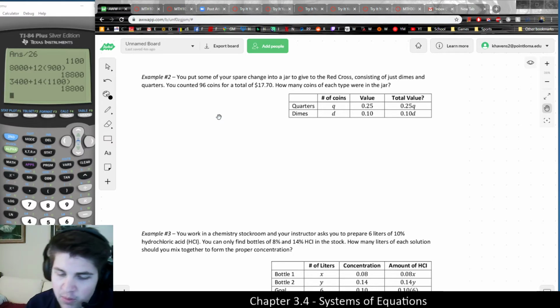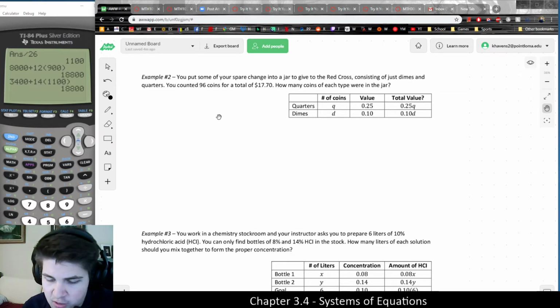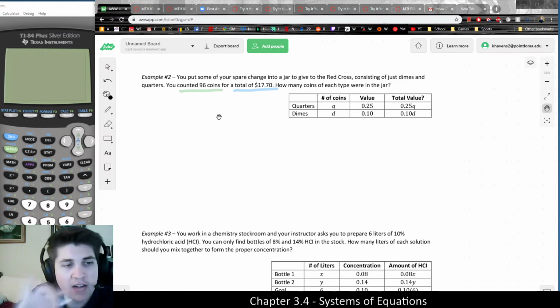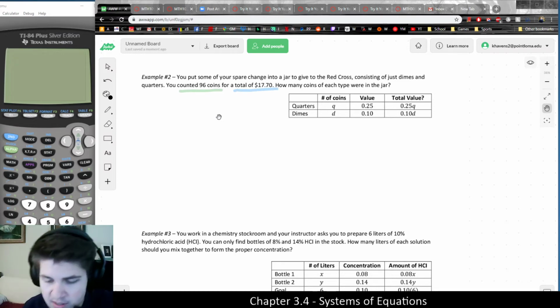But basically, what I want to focus on is again looking back at the word sentence, trying to extract equations from that. So basically, one thing I know is that I have 96 coins. That's one thing, and the other is that it's a total of $17.70. Those are actually going to create 2 separate equations as well.